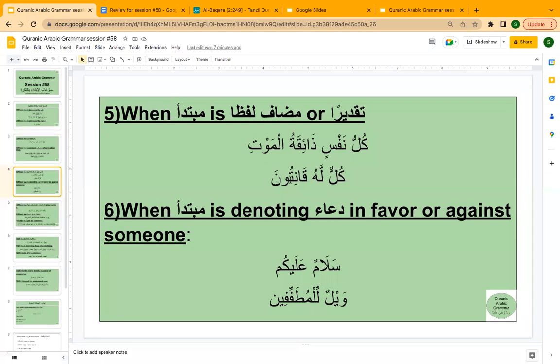This khabar is marfu bil what? Why is it marfu? What is the sign of rough status in this word qanituna? Which letter tells you? It is marfu bil waw. Remember that. Marfu bil waw. Okay. So now in this case, taqdiran means you are saying here, kullu ahadin lahu qanitun.